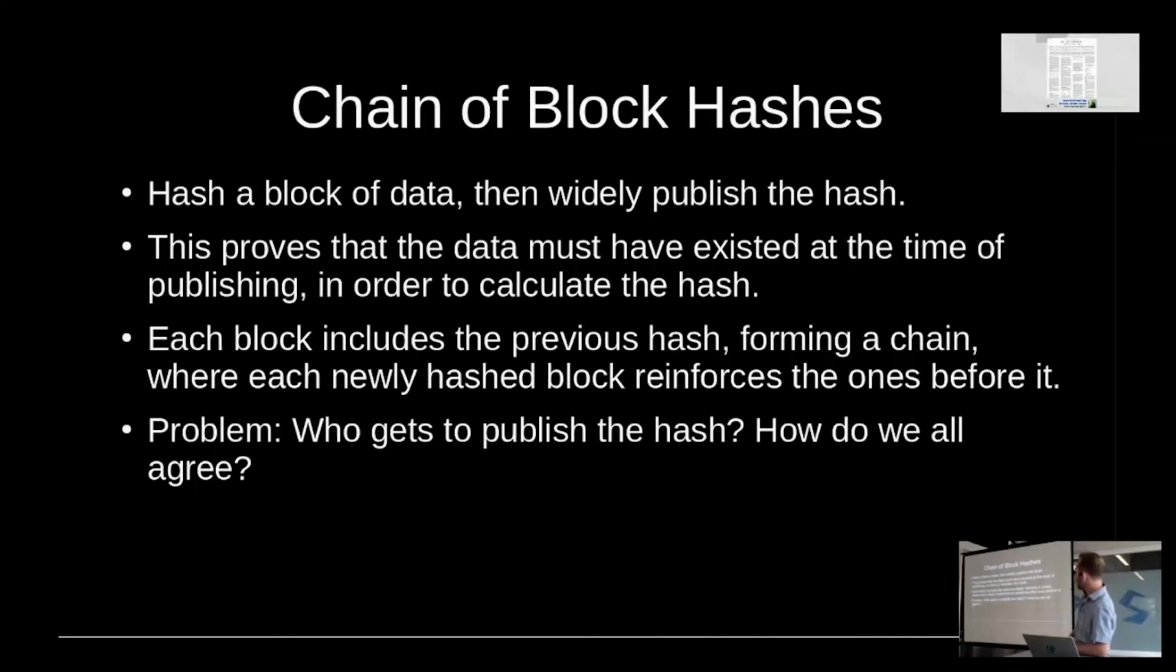But then that could be problematic because what if you want to add something to the hash and Bob says, no, I don't want your block of data in my hash? So he kind of becomes this gatekeeper. So how do we sort of decentralize this process? How do we publish this hash that we kind of use as a time server? And how do we all agree on who gets to publish the next one?